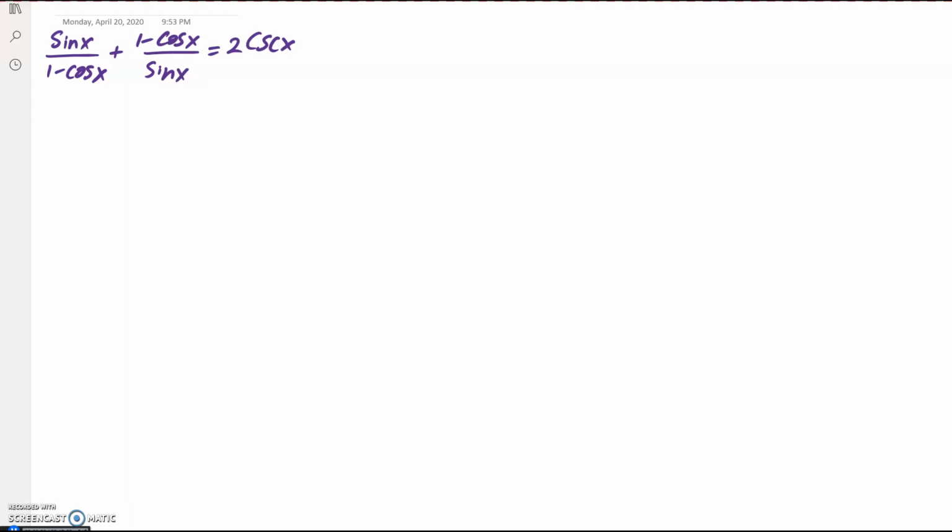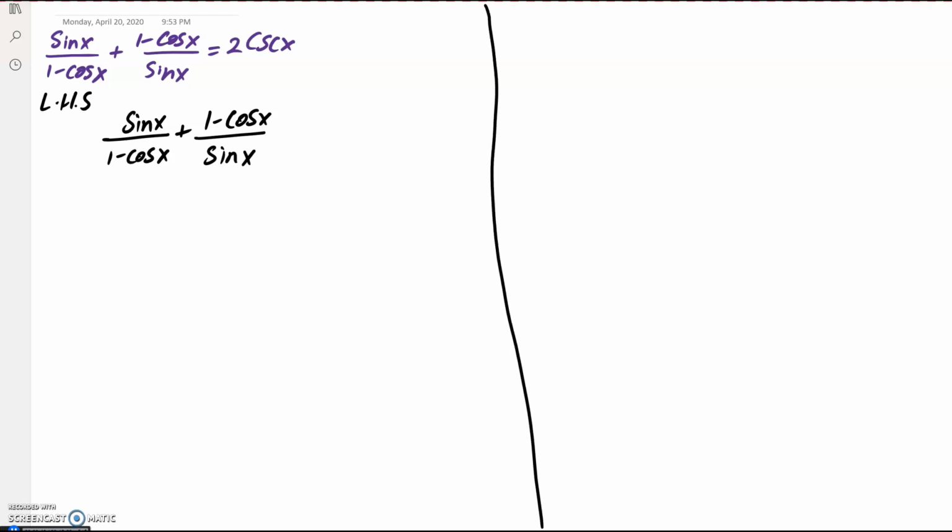Clear? Alright, so left hand side I'm going to rewrite it: sine x over 1 minus cos x plus 1 minus cos x over sine x. Okay, so we can see that we have two fractions, right? So if we have two fractions, we will try to make the same denominator. How are we going to do this?